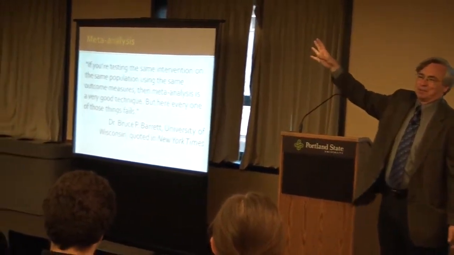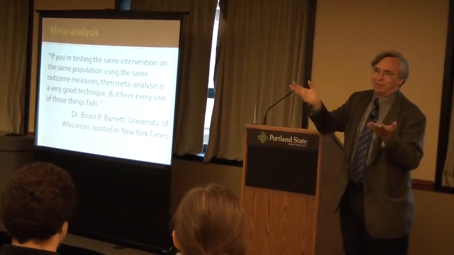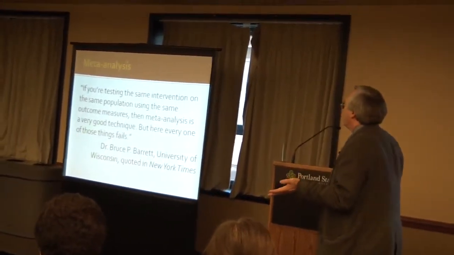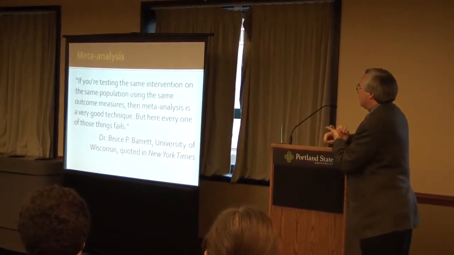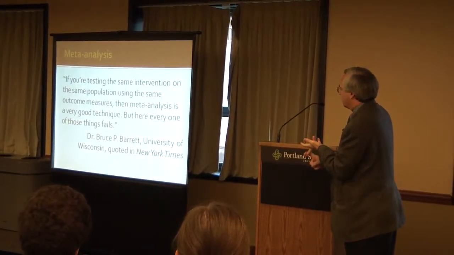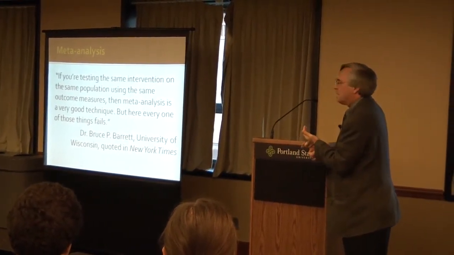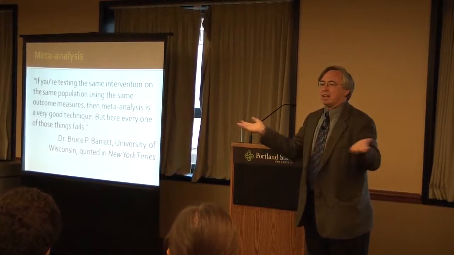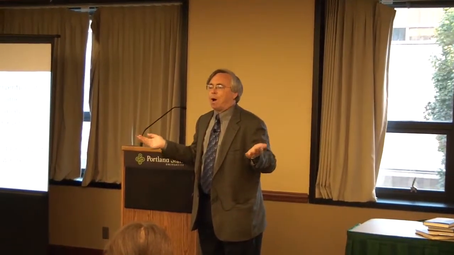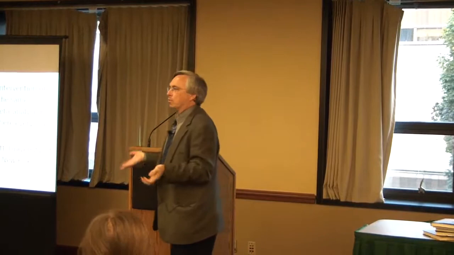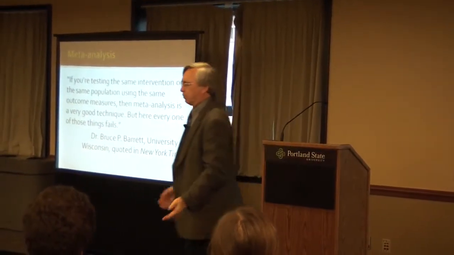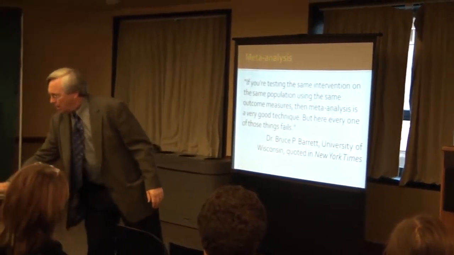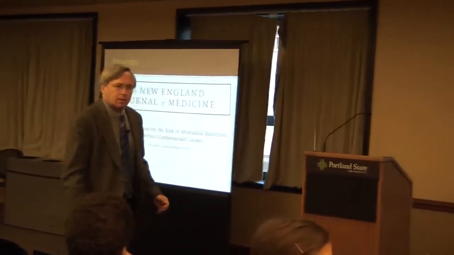Of course, if they put it at the beginning of the story, then the writer would have probably realized they shouldn't even have been writing the story to begin with. But the point still is, this guy hit it right on the money. If you're testing the same intervention on the same population using the same measures, then meta-analysis is a very good technique. But in this case, none of that was true. Why a reputable journal would publish something like this that clearly did not meet the criteria for doing it properly is beyond me. So can you tell us what they actually did in that?